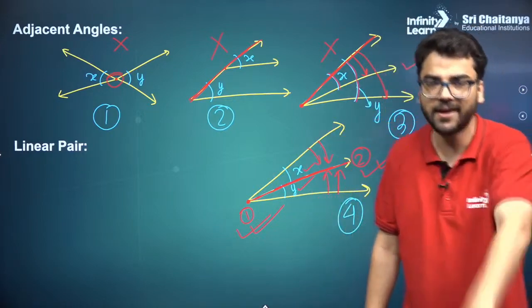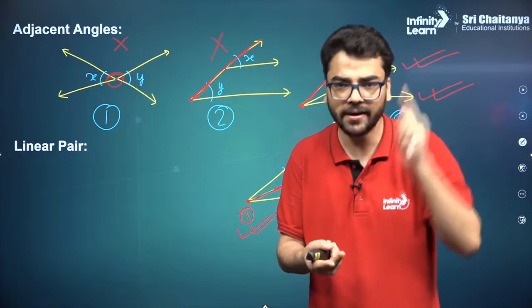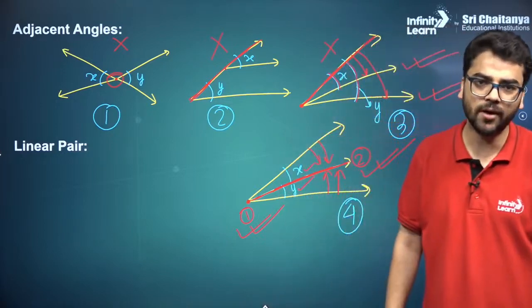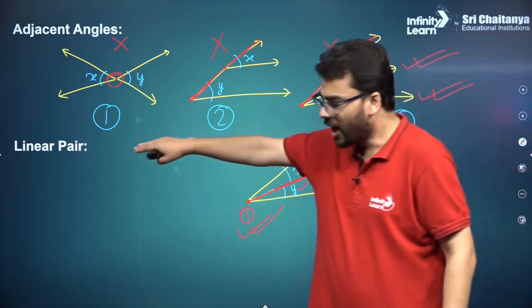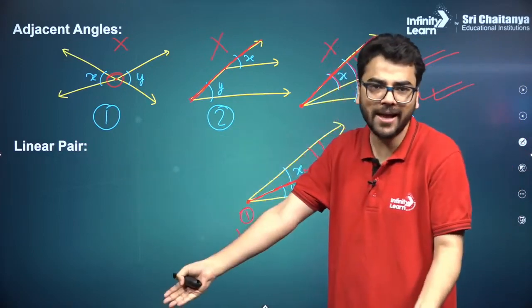It is there in grade 7, guys. It is there in grade 7, grade 8, grade 9. I hope it is clear to every student. Now you have got linear pair. What do you mean by linear pair?